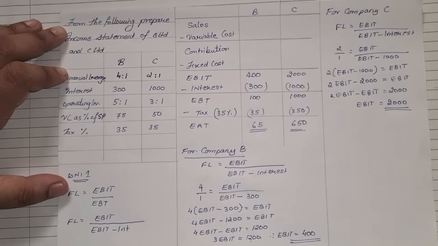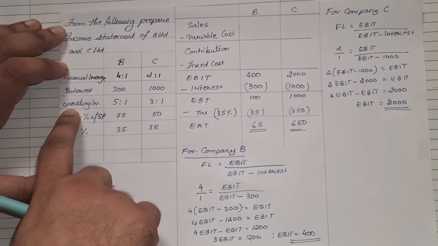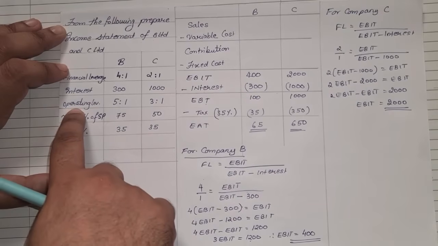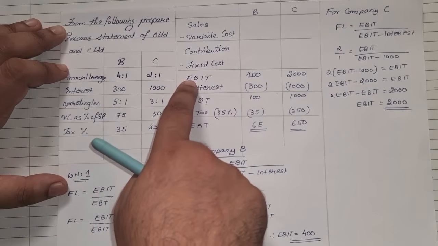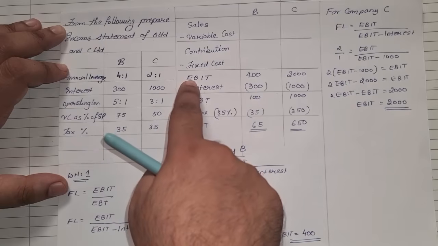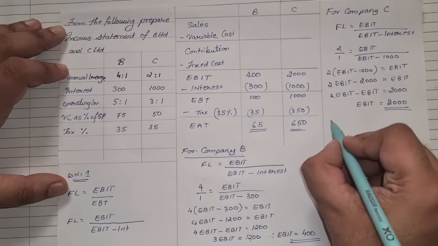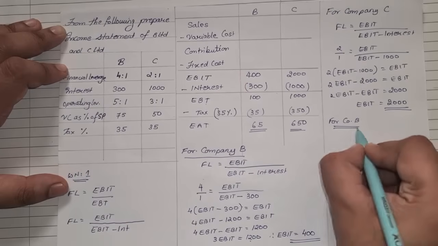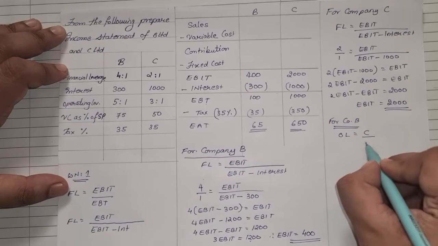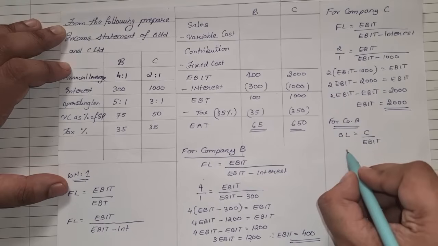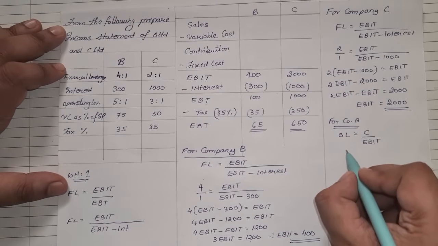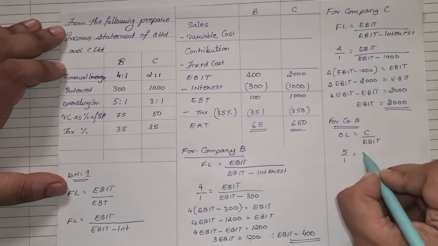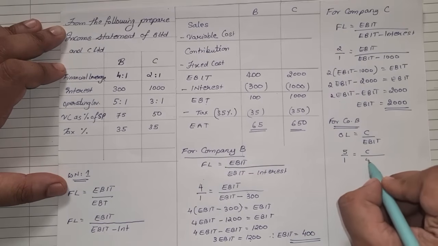Now let us try to find out the top half. They haven't given us the fixed cost, they haven't given us the contribution, but I have operating leverage. With the help of operating leverage, the formula is contribution upon EBIT. EBIT is also given, we have already found it. So for company B, operating leverage is equal to contribution upon EBIT. Operating leverage given in the question for company B is 5:1. Contribution we don't know. EBIT is 400.